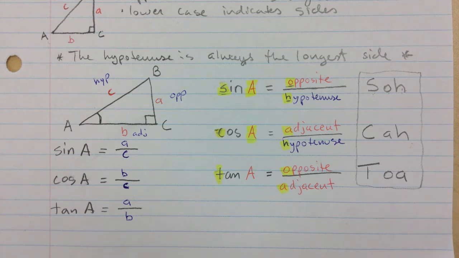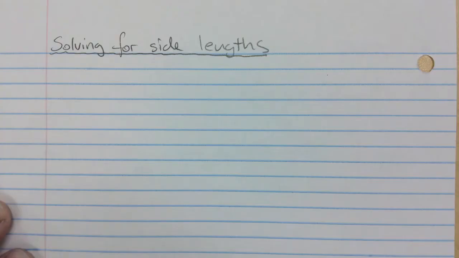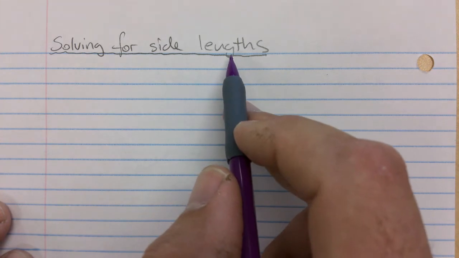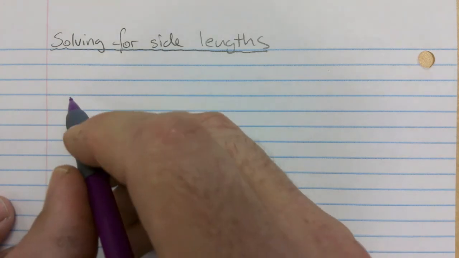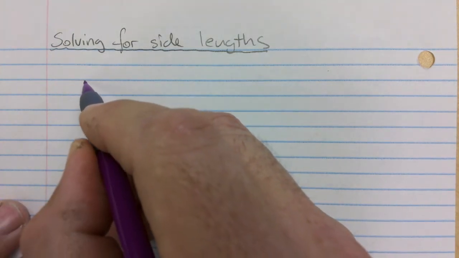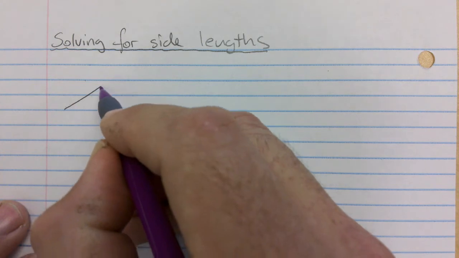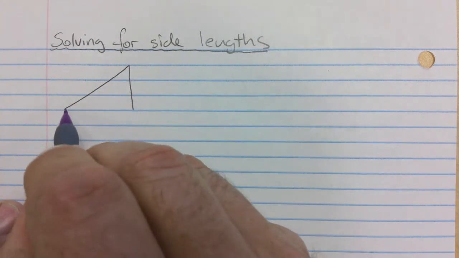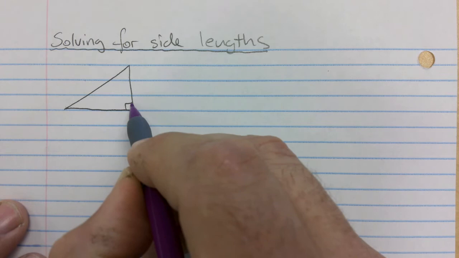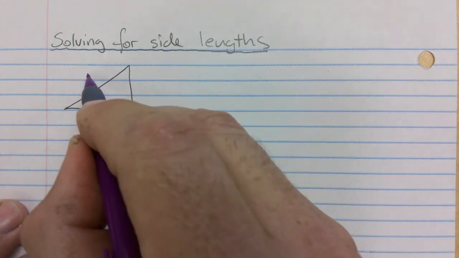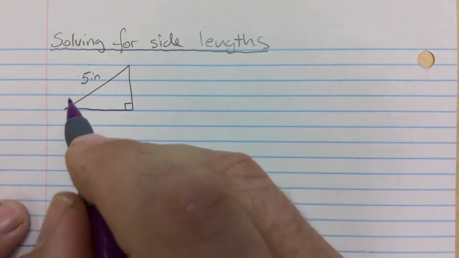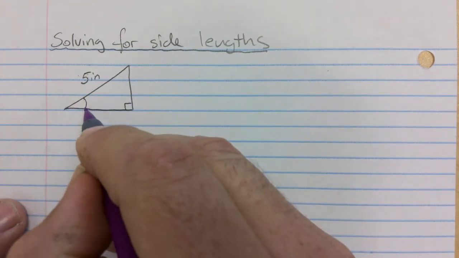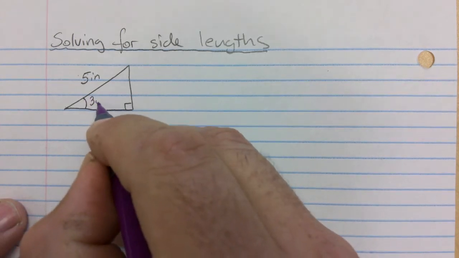Okay, so let's go backside. So we're going to start with solving for side lengths. Later on, we're going to solve for angles, right? Right now, we're just going to stick with side lengths. So let's do our first example. So let's say you have a triangle like this. And let's say that this is 5 inches. And this angle right here is 30 degrees.